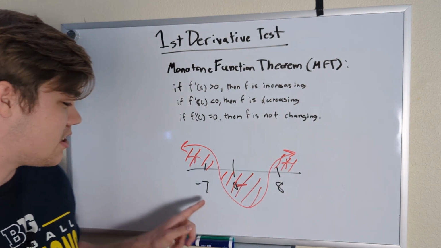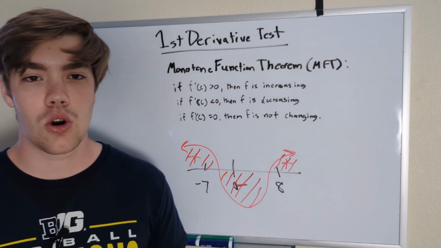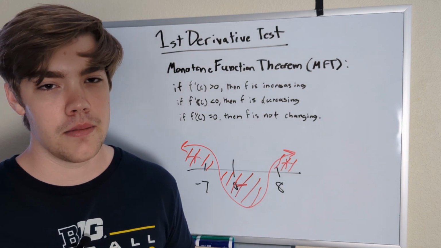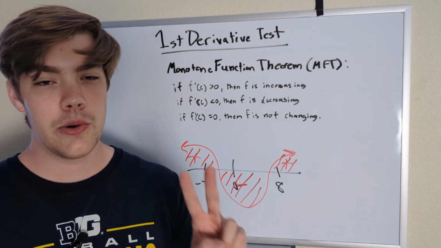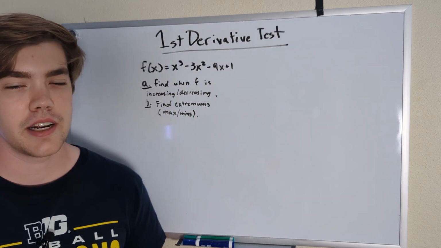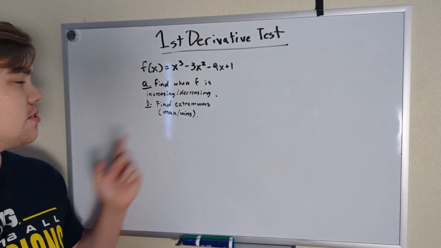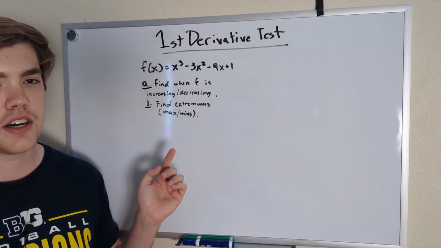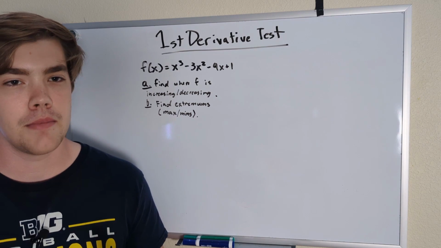The points of interest, such as -7, 0, and 8, are our critical points, which I talked about in my last video. We'll talk more about that when we do an example problem, as it's a little easier to understand there. Let's do two example problems for this video. In our first example, we have the function x cubed minus 3x squared minus 9x plus 1. We have two things that we're trying to find. We need to find where f is increasing and decreasing, and we also need to find the extrema, aka the maximum and minimums of the function.